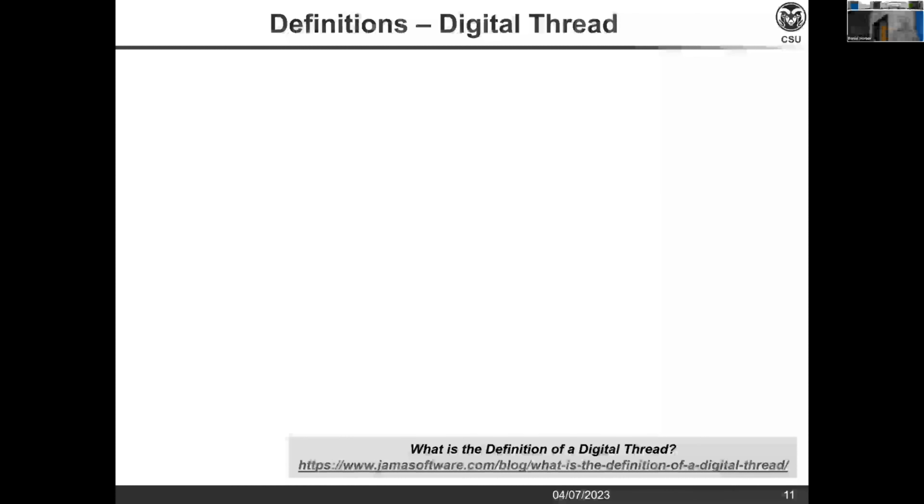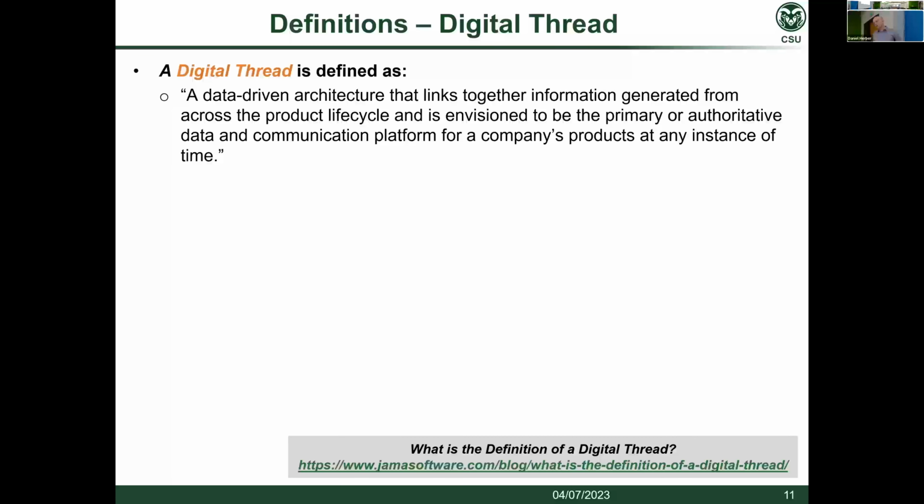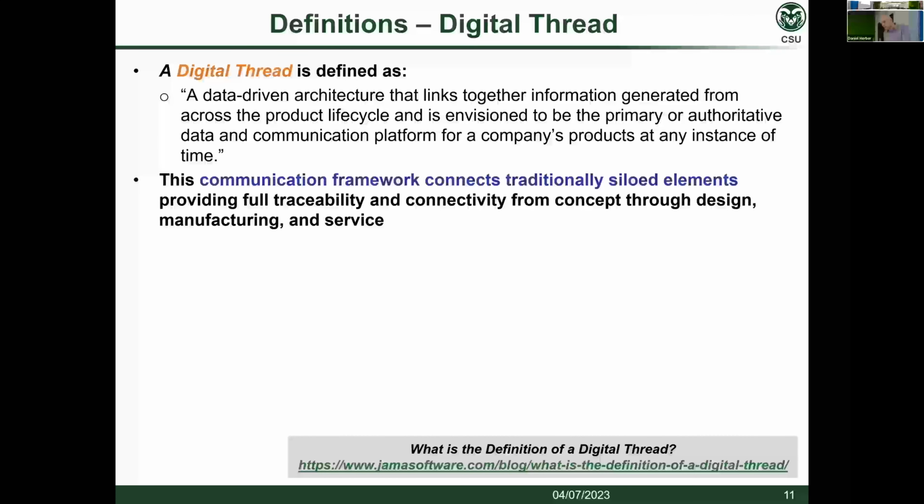Okay, so we talked about the connection angle in the concept of digital twin. Well, this leads to the digital thread argument that we want to make. Digital thread is defined as a data-driven architecture that links together information generated across the product lifecycle and is envisioned to be the primary or authoritative data and communication platform for a company's products at any instance in time. This really boils down to some formal communication framework that connects the traditionally siloed elements. I might have group A and group B. Are they communicating? That might be considered siloed if there are only a few meetings per year where they talk and figure out issues.